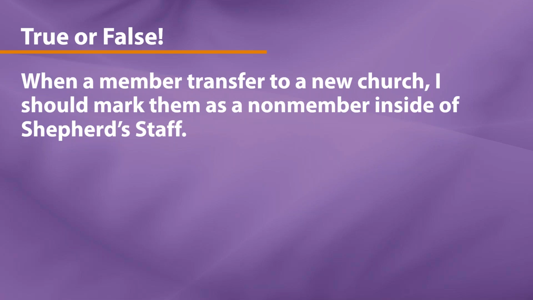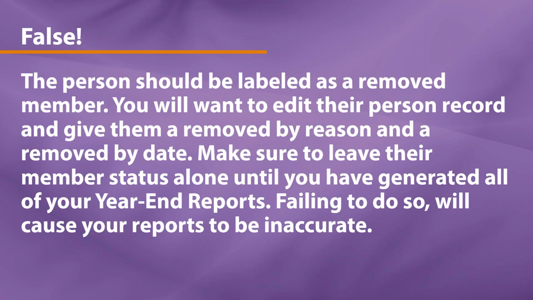All right, that was fast. Good job, everyone. This one is false. The person should be labeled as a removed member. You will want to edit their person record and give them a removed by reason and a removed by date. Be sure to leave their member status alone until you've generated all of your year-end reports. Of course, failing to do so will cause your reports to be inaccurate.